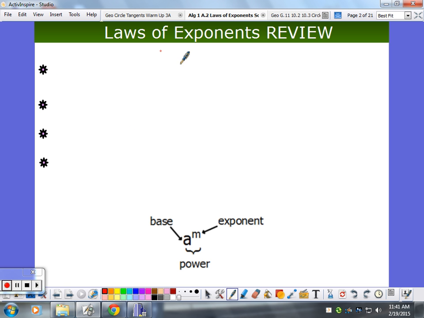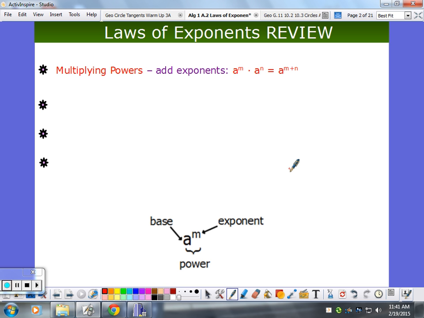This is a topic that you usually get before algebra. If you haven't gotten it in your pre-algebra classes, then you're getting it now for the first time, and here's what they are. So if you are multiplying powers with the same base, you add the exponents.